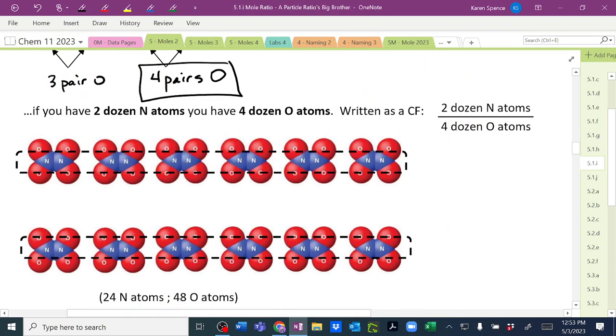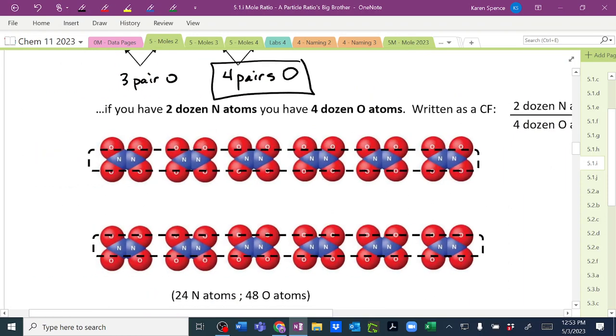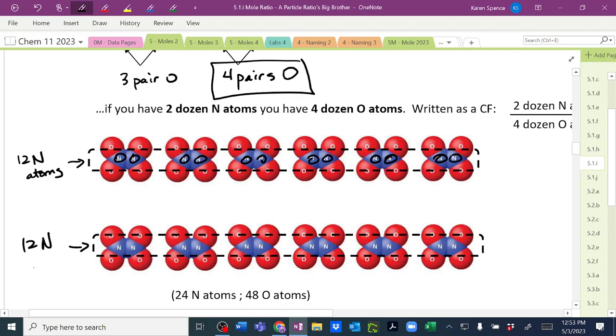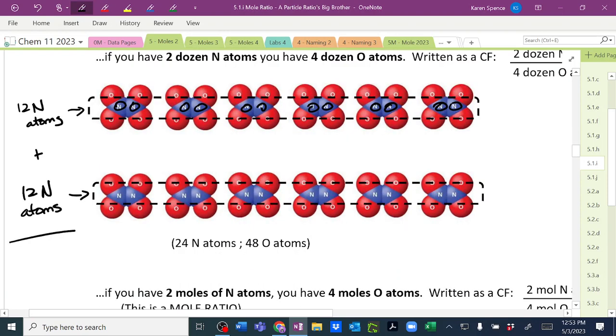Scale it up to a dozen. If I have 2 dozen N atoms, which I have in this row here, if I count them up, I have 1, 2, 3, 4, 5, 6, 7, 8, 9, 10, 11, 12 N atoms. And another 12 N atoms. That gives us a total of 24 N atoms, which is how many dozen? 2 dozen.